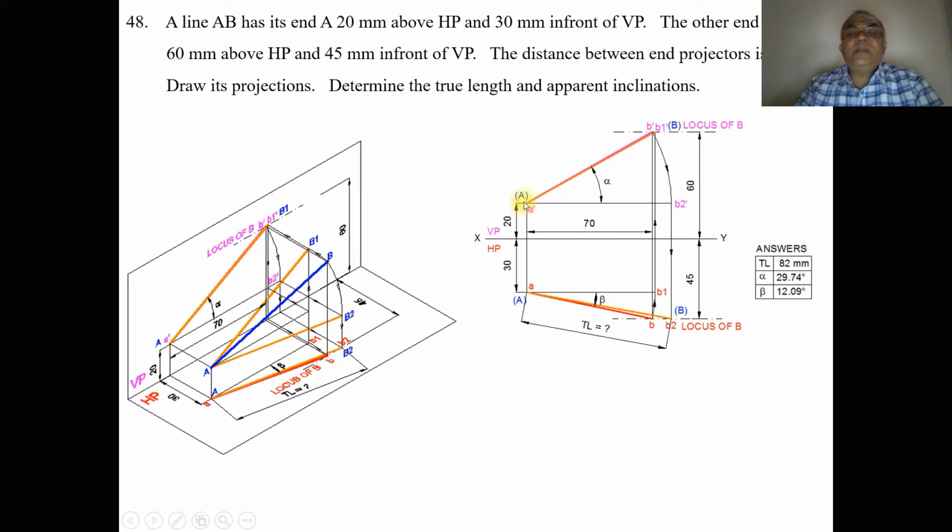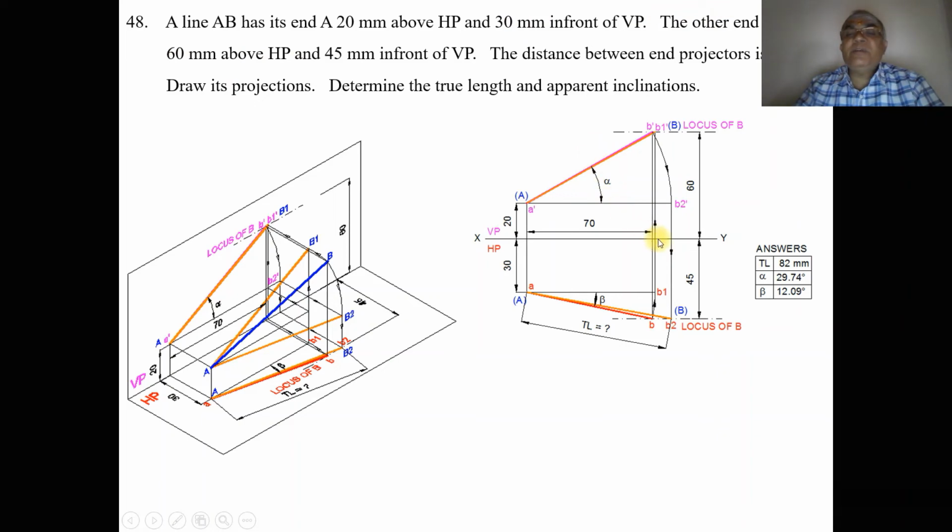Consider any point on the previously drawn lines and draw a vertical projector, so that you get a dash and also small a. And here also you make it as capital A in bracket and capital A in bracket. Then we know that the other end B is 60 mm above HP.